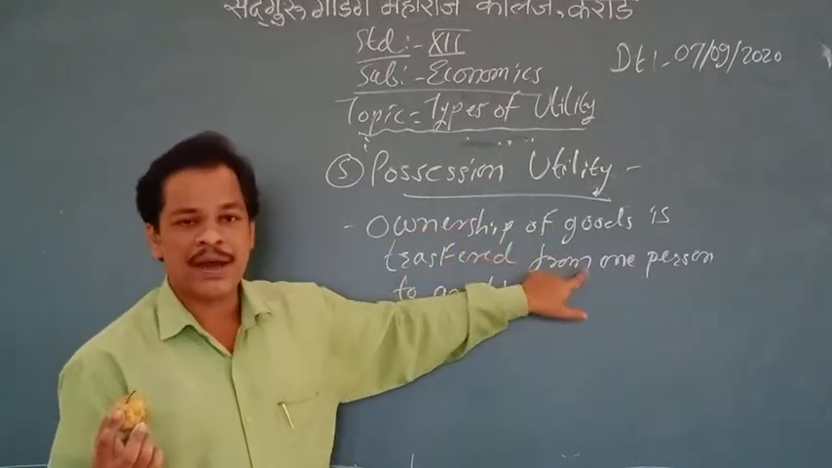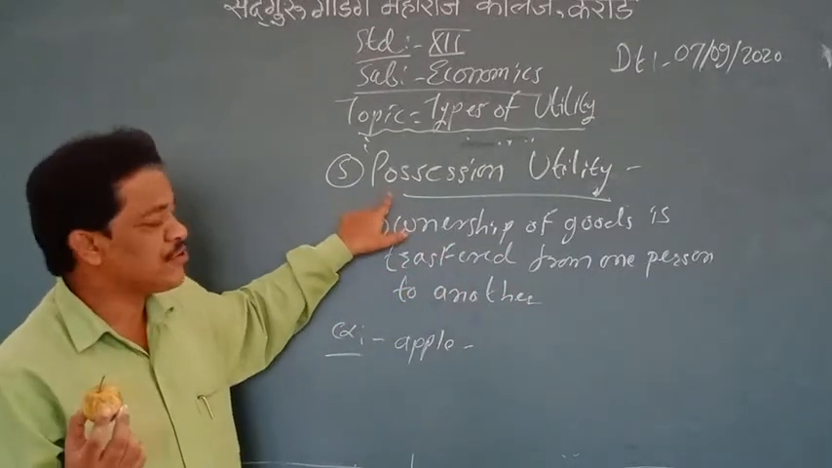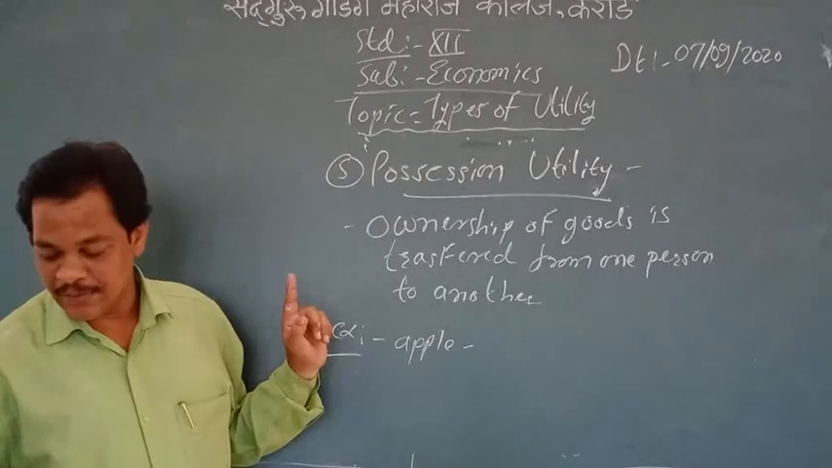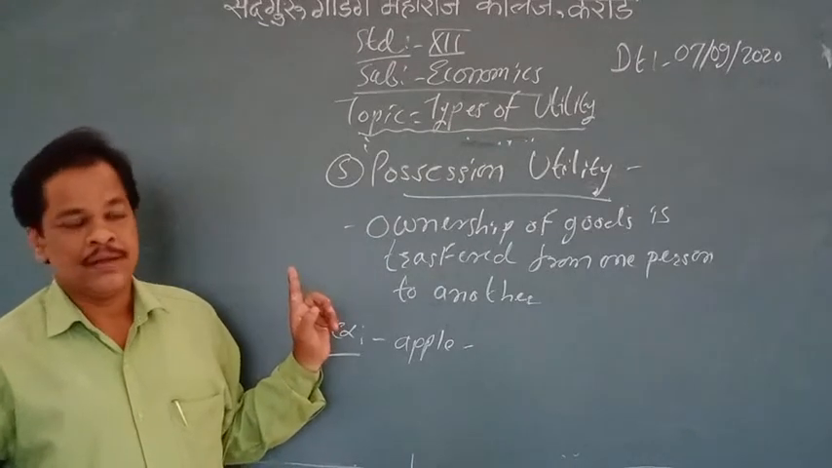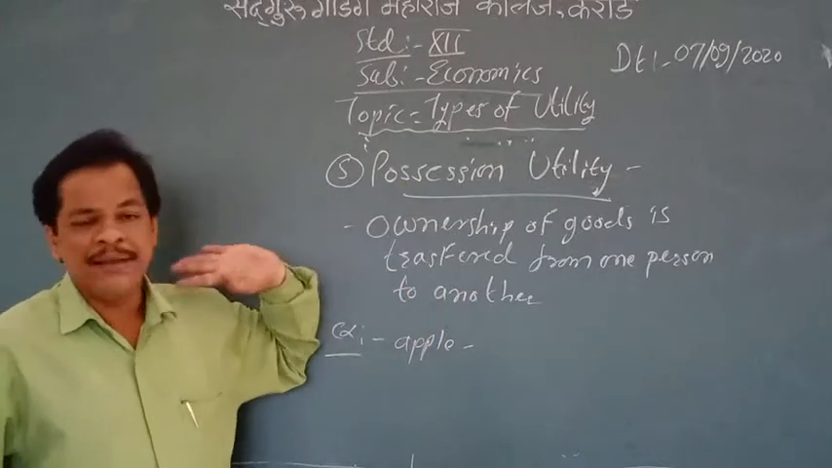I purchased it from the market and now I am going to use this apple. It is called possession utility. Now I am the owner. I have the full right to use this apple. So it is called ownership of goods transferred from one person to another. It is called possession utility.